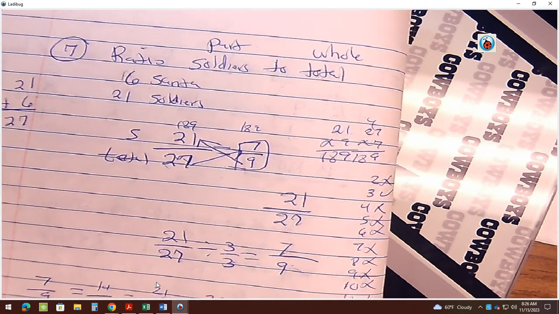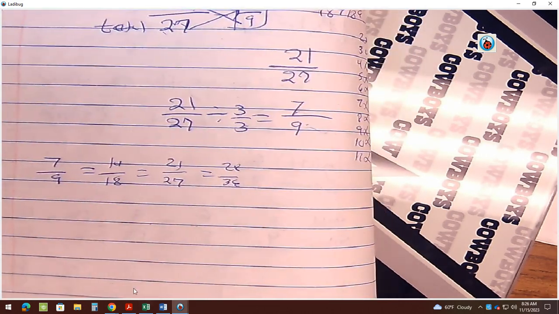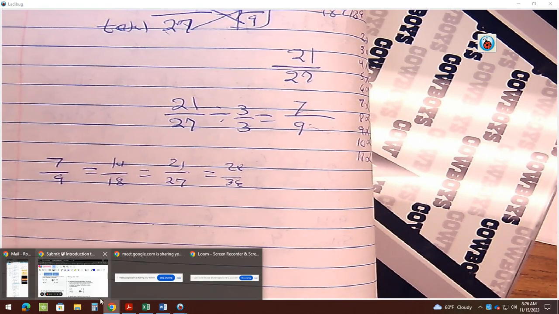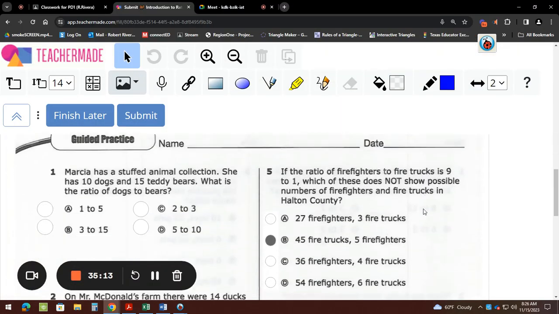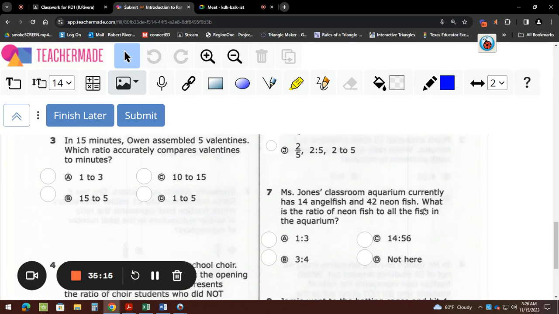Question number 7? No, sir. The way I did number 7, you're going to go home and do number 7 from page 2. Let me go get page 2. It says that there's angelfish and neon fish. But look what they want. They want to know neon to what? What's that?